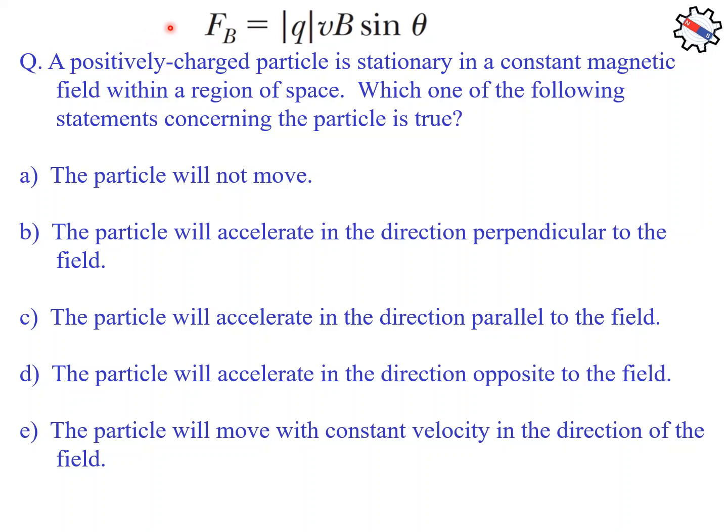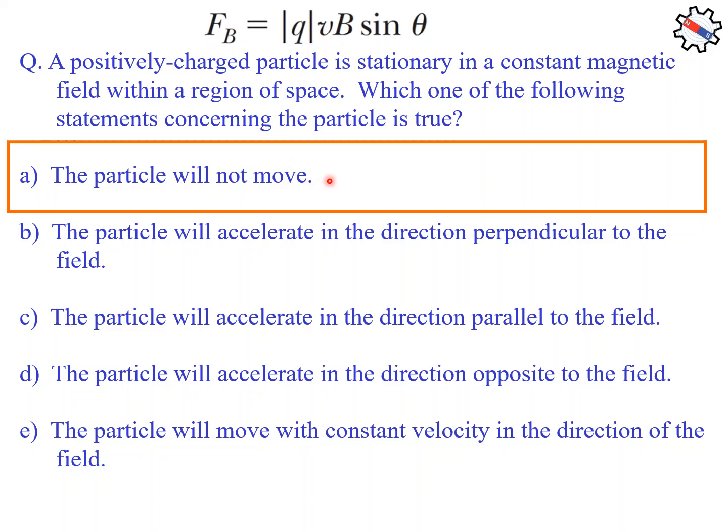Q V cos B. So this is what we have. Four things in it then. It's not just Q and B, as it would be for an electric field. We've got a velocity to think about and an angle to think about. Well, the velocity is 0 here. It's stationary, so it will not move.